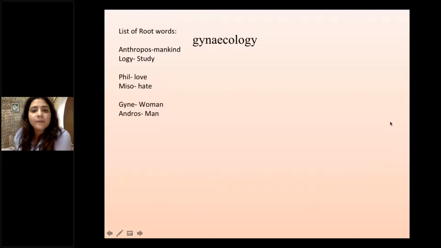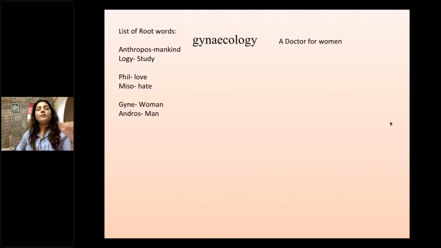Let's study this now. Gynecology. So the answer is wrong here. It's not a doctor for women. Gynecologist is a doctor for women. Okay, a doctor who is probably studying about women, that is a gynecologist.